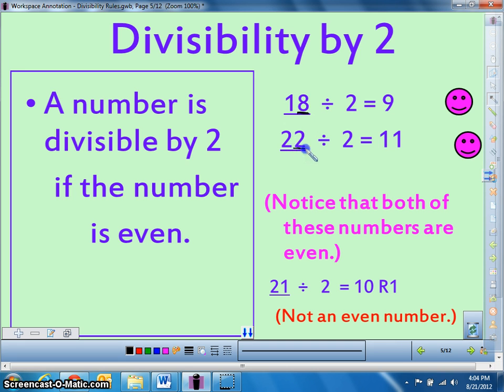22, again, we have just this number that we're concerned with. It's a 2. We know that 2 is in fact an even number, and so when we divide it by 2, we're going to get 11 with no remainder. So notice that both of those numbers were even. If we look down here at this last example, 21 is our number. So we're looking to see if it's even or odd. Remember, even numbers are 0, 2, 4, 6, and 8. This is not one of them. It's a 1. That's an odd number. Therefore, I can't divide it by 2 without getting a remainder. So we would say it is not divisible by 2.